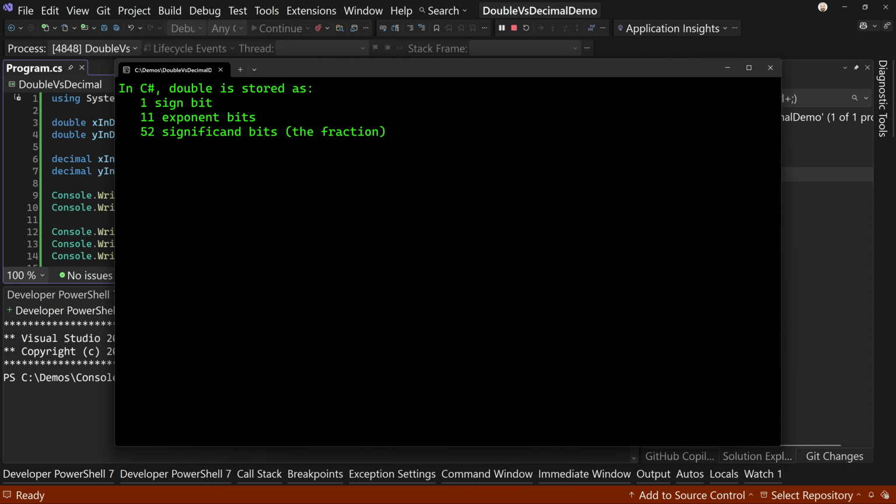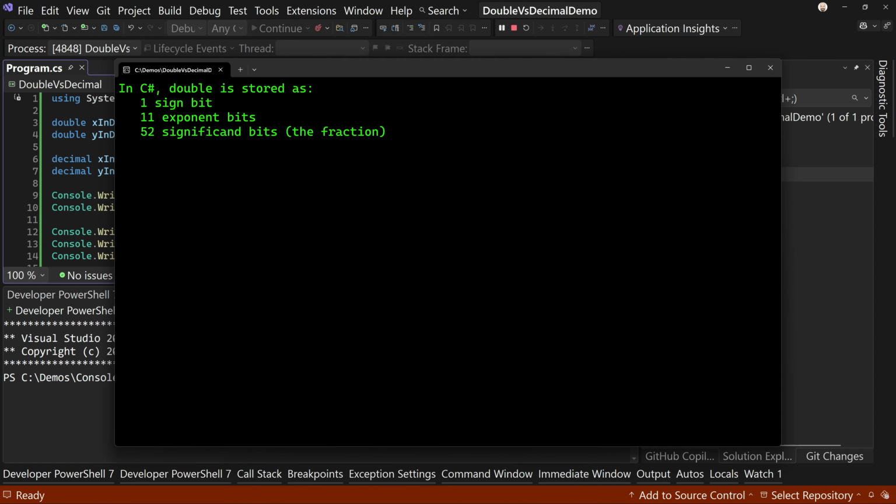Double is stored differently. We're storing 1 sign bit. So that's, again, positive or negative, 0 being positive, 1 being negative. 11 exponent bits, and 52 significand bits, okay? This is the fraction. Now, what does this really mean? Let's look at an example because it's getting a bit more complicated, but I will tell you this is faster.